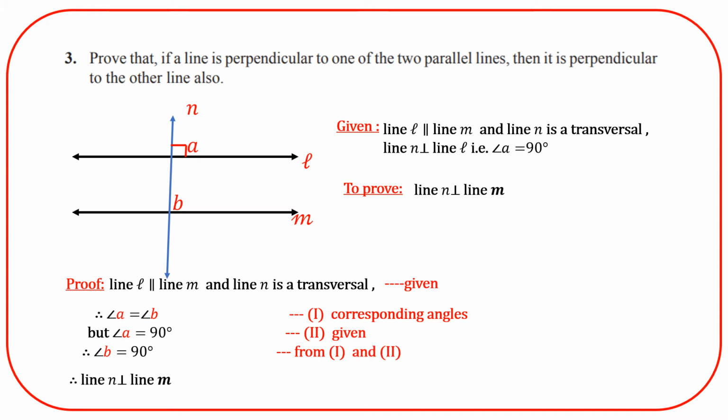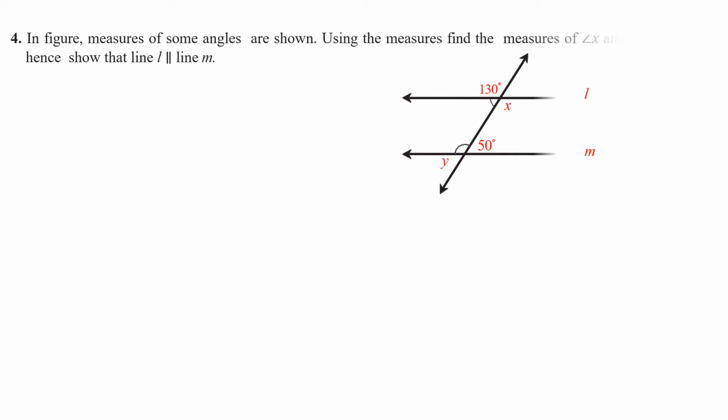Therefore line N is perpendicular to line M. Fourth example. In figure, measure of some angles are shown. 130 degree, 50 degree. Using the measures, find the measure of angle X and angle Y and hence show that line L parallel line M.